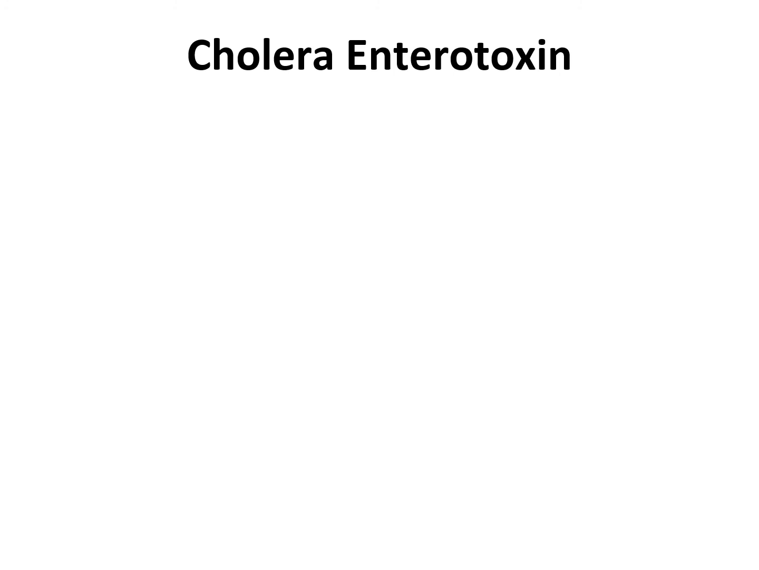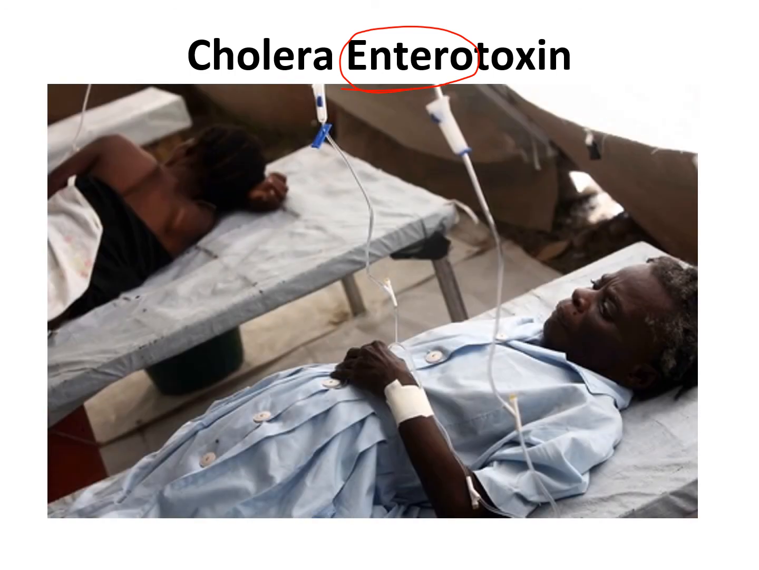The second type of exotoxin I want to talk about is cholera enterotoxin. Entero basically refers to the lower digestive system. So the cholera enterotoxin causes massive diarrhea, which is treated by rehydration. So that's the picture of some cholera patients.